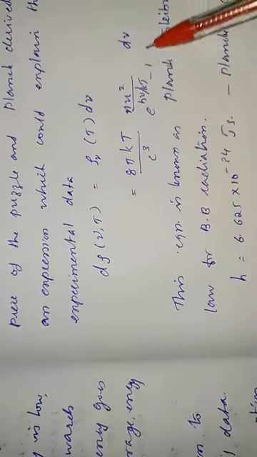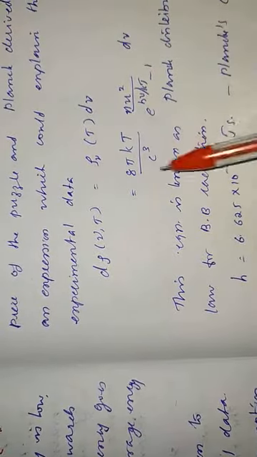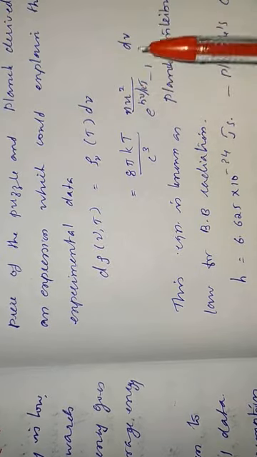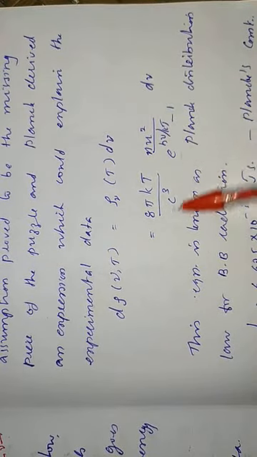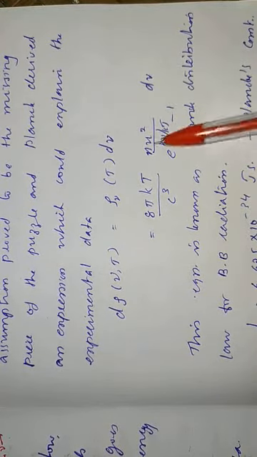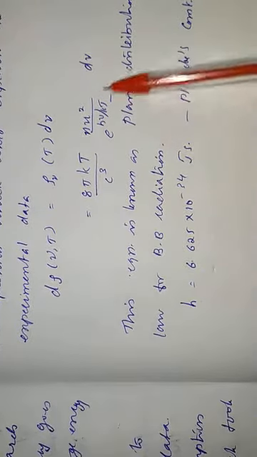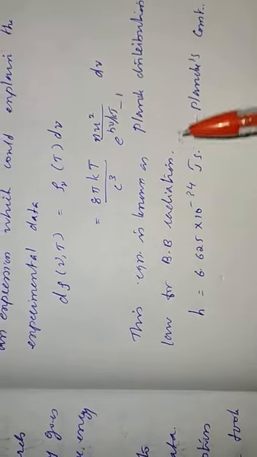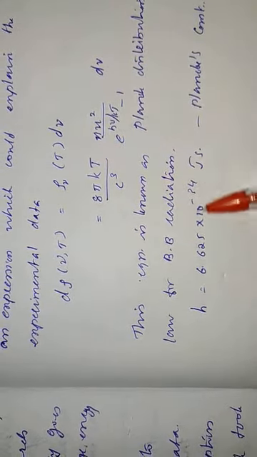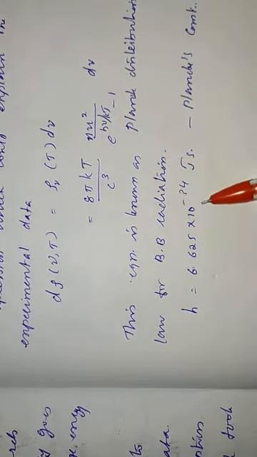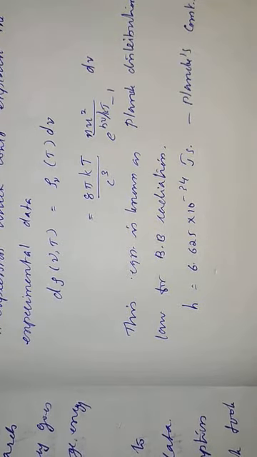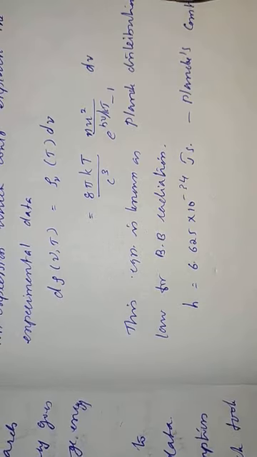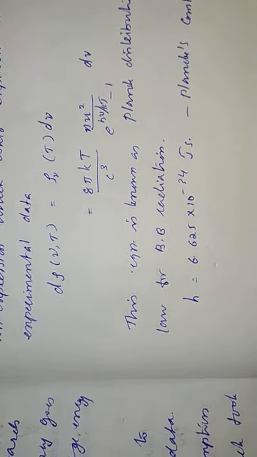So the final energy density distribution is obtained like this, which satisfies our experimental data of energy distribution. This equation can take different forms in different textbooks. This is just for your knowledge. This equation is known as Planck's distribution law for black body radiation. Here h is Planck's constant, which has a value of 6.625 times 10 to the power minus 34 joule seconds. So this is about the ultraviolet catastrophe, which was solved by Max Planck.